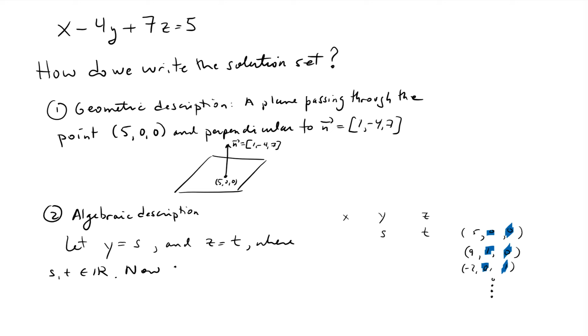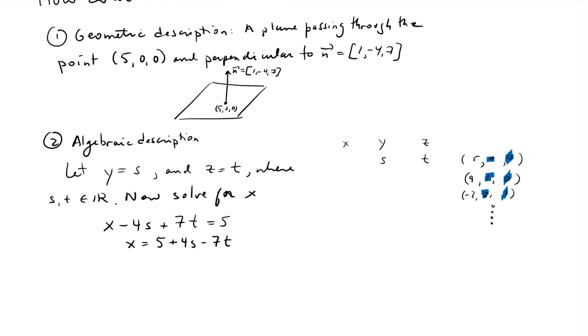Now solve for x. How do I do that? Well, I just replace y by s, z by t, and I solve for x. So x is 4s minus 7t. Actually, I'm going to put the 5 in front. So 5 plus 4s minus 7t. And I'm going to collect the solution I get, which is actually going to be a solution set because I haven't specified what s and t are going to be.